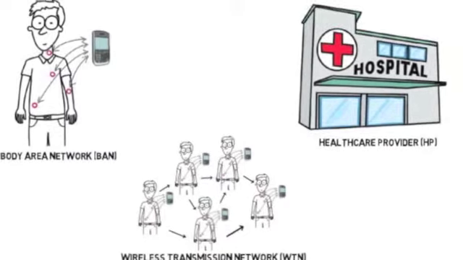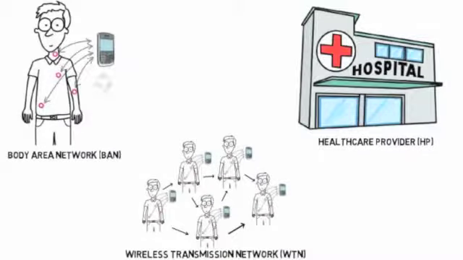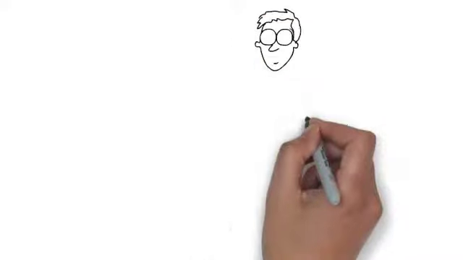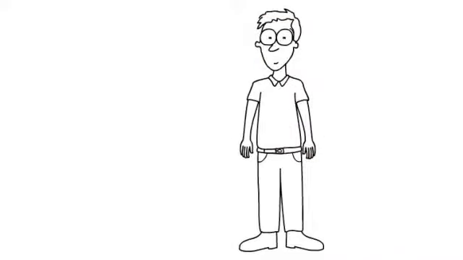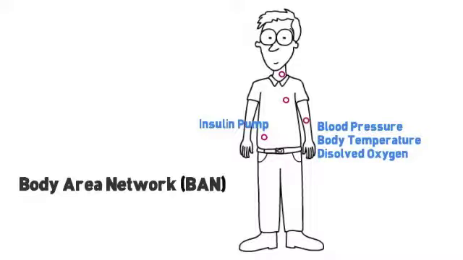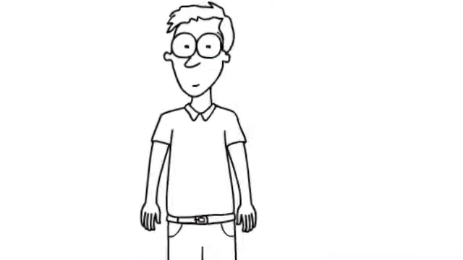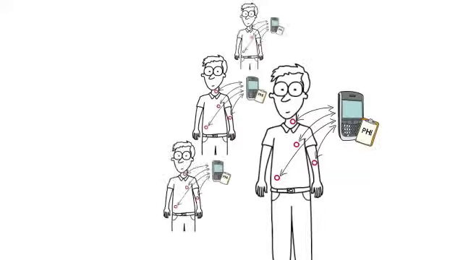The M Healthcare system comprises three main components. They are the Body Area Network, Healthcare Providers System, and Wireless Transmission Network. The Body Area Network, also known as BAN, uses physiological sensors to collect the patient's personal health information, such as body temperature, blood pressure, and other information. Then it will use the wireless communication module to transmit the information to the patient's personal digital assistant.